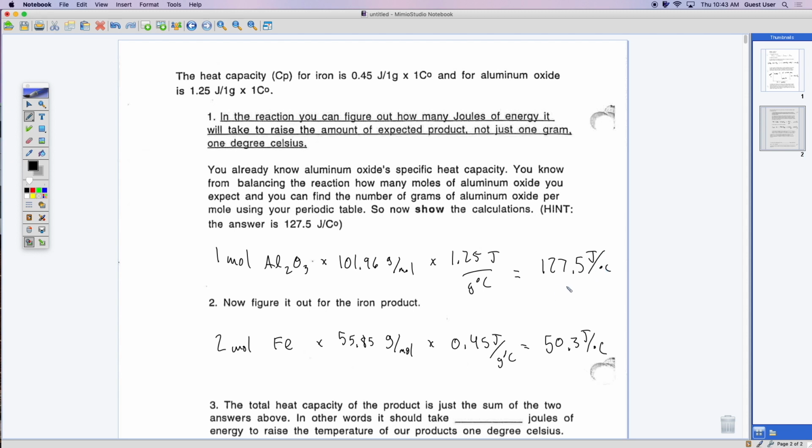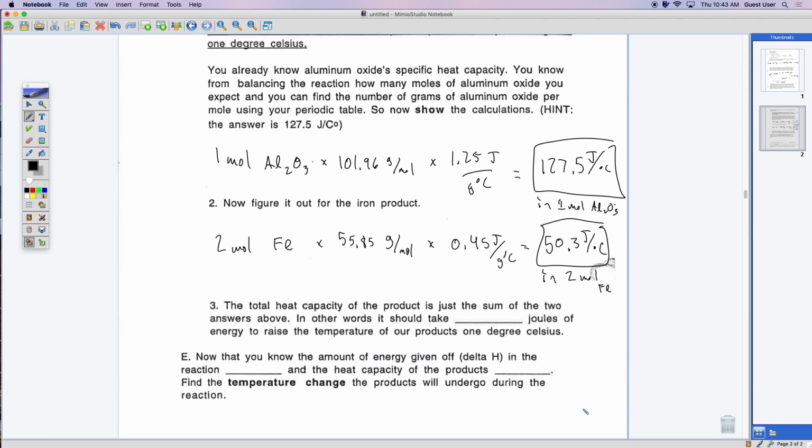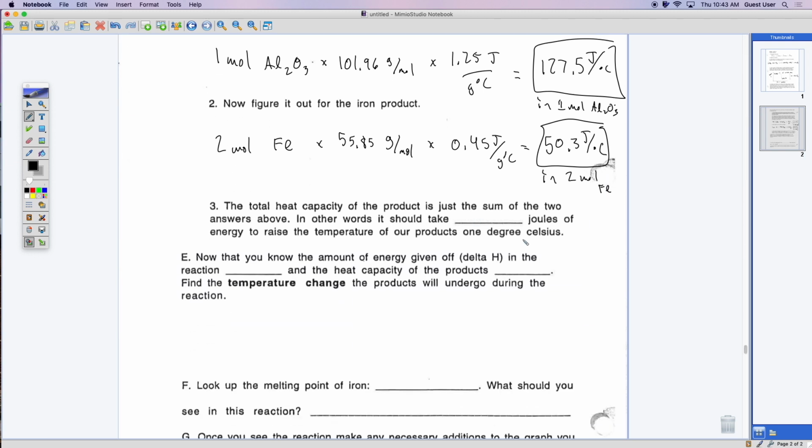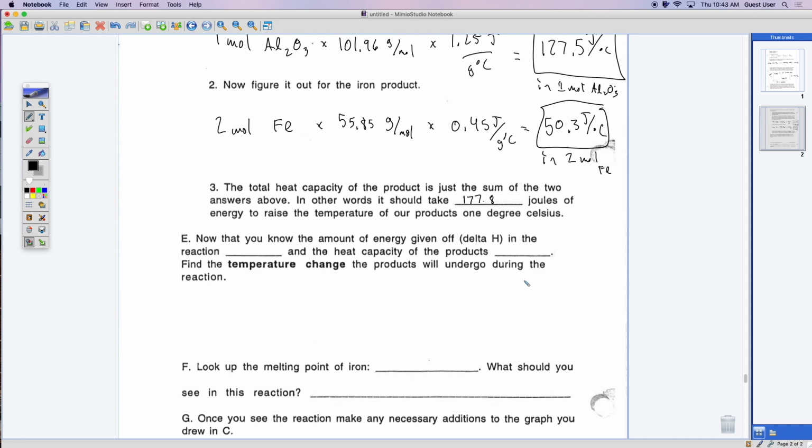And what's the ending of this? Okay, yay, these are our answers. This is in 1 mole of Al2O3, and this is in 2 moles of iron. So this is asking you to sum these for the reaction. So why did we look at 2 moles of iron and 1 mole of aluminum oxide? Because that's what we had in the balanced chemical equation. So if you add those two up, you get 177.8 joules of energy to raise the temperature in our product 1 degree Celsius. Cool.